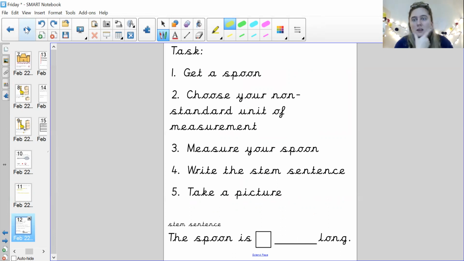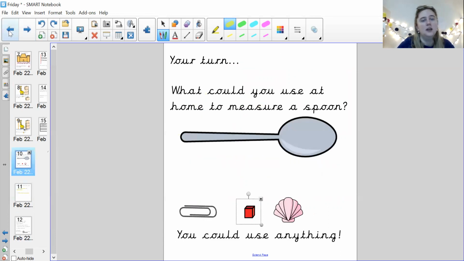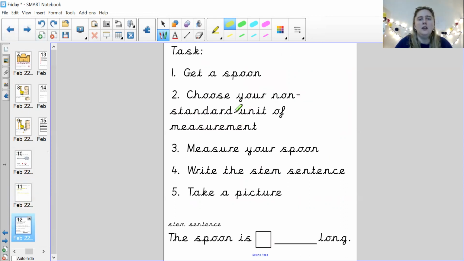Choose what you're going to measure that spoon with. Is it going to be paper clips? Is it going to be blocks? Whatever you like to measure it with, but it needs to be sensible. Okay, so first things first, get a spoon. Then choose what you're going to use to measure the spoon with.